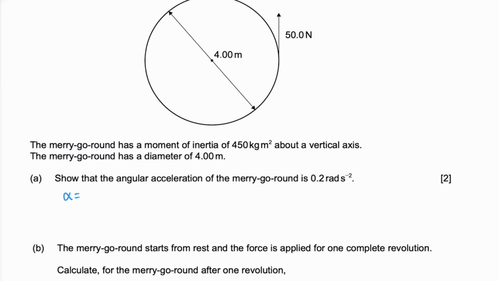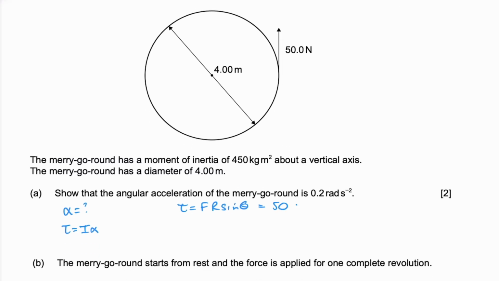We want to find out what that is. We don't have any information like initial angular speed, so we can't use the equations of motion, but we can use tau equals I alpha. And we know that tau is the torque, and that's going to be F R sine theta. Were we given force? Yeah. 50 newtons times 2, so the torque is 100 newton meters. That means that alpha equals tau over I, which is 100 over 450, which gives us a value of 0.2 radians per second squared.